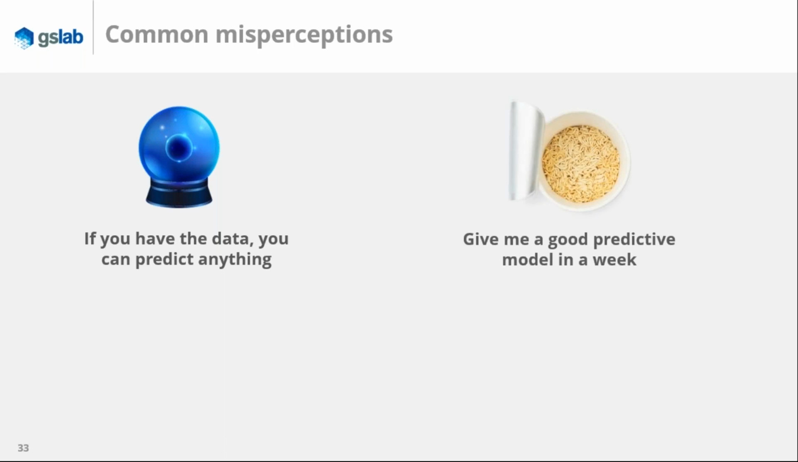The second kind of misperception we came across was people saying, let's have a good predictive model in a week. This is a thing that we hear very frequently. What I would like to say here is that data science, as the name suggests, is a science and it involves a lot of experimentation. So we looked at the data science process, the different steps in the data science process: capturing, data preparation, machine learning, and so on. That was a very simplified picture of the data science process.